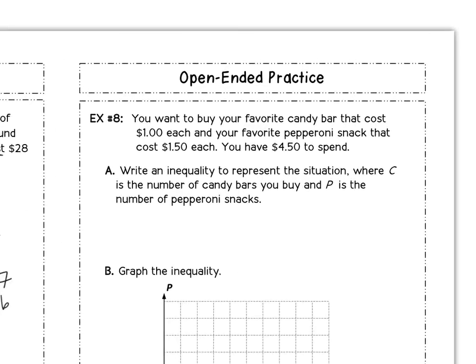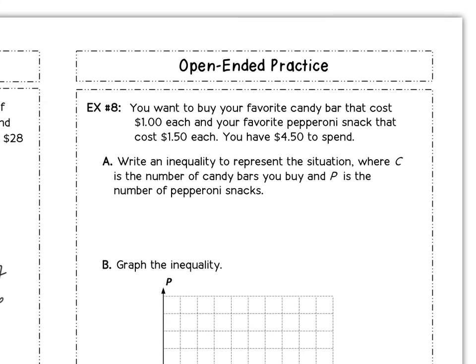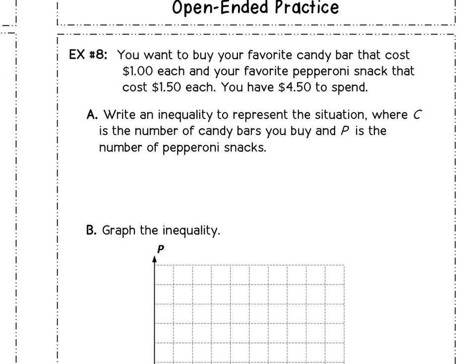There we go. It says you want to buy a favorite candy bar that costs $1 each and your favorite pepperoni snack that costs $1.50. You have $4.50 to spend. So we're going to write an inequality very much like what we just did before. So this one we have candy bar and we have pepperoni stick. And we have only $4.50 to spend.